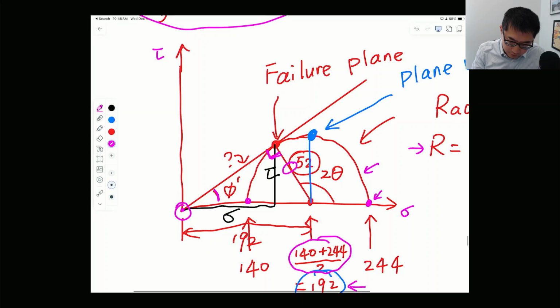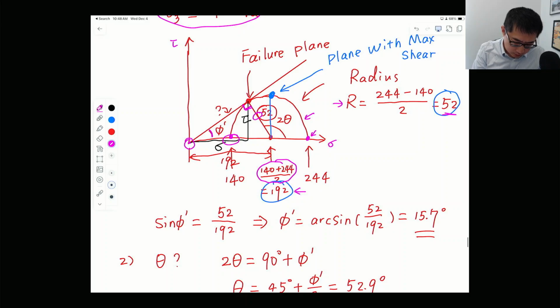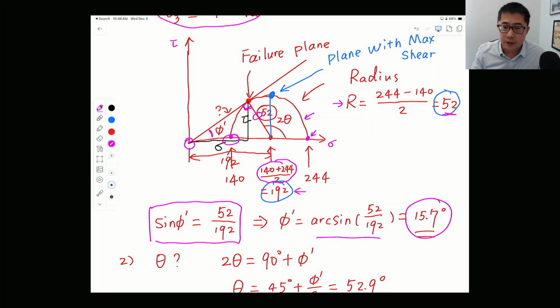The first one is actually pretty easy. Use this leg over here, 52, and this one over here, 192, and you can very easily find that sine of the friction angle is going to be 52 over 192. Using our arcsine relationship, you can find the friction angle is going to be 15.7 degrees.